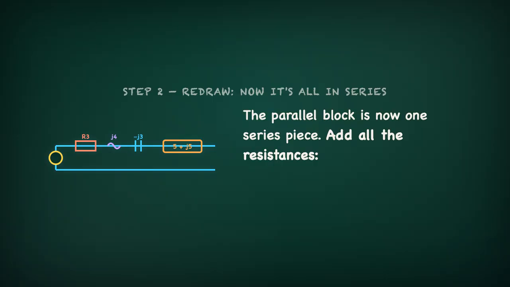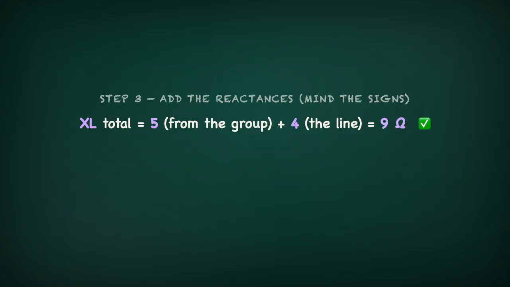Now redraw it. With that block collapsed, the whole circuit is one big series loop. Add up all the resistances. 5 from the group plus 3 from the line. Resistance total is 8 ohms. Circle it. Now the reactances. The inductive ones add: 5 from the group plus 4 from the line. XL total is 9 ohms.